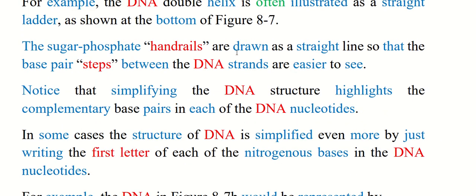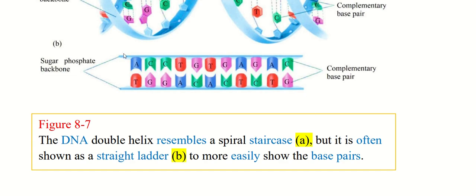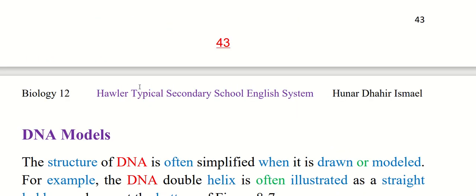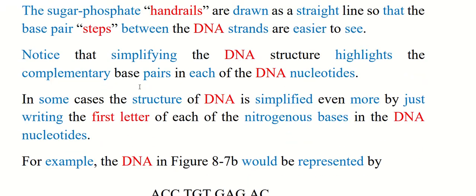The sugar-phosphate handrails are drawn as straight lines so that the base pair steps between the DNA strands are easier to see. You see one line because the sugar atoms are the same, so we just write down one line. This line represents the sugar, and the steps are the nitrogenous bases. Notice that simplifying the DNA structure highlights the complementary base pairs in each of the DNA nucleotides. In some cases, the structure of DNA is simplified even more by just writing the first letter of each of the nitrogenous bases in the DNA nucleotide.